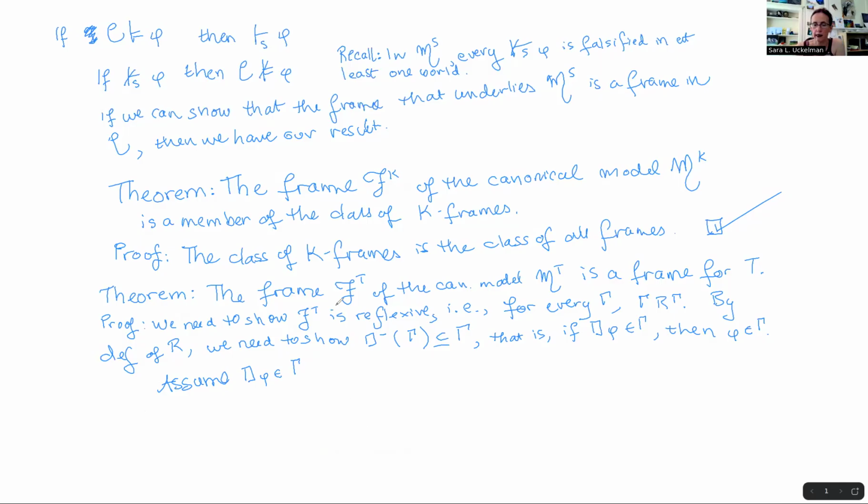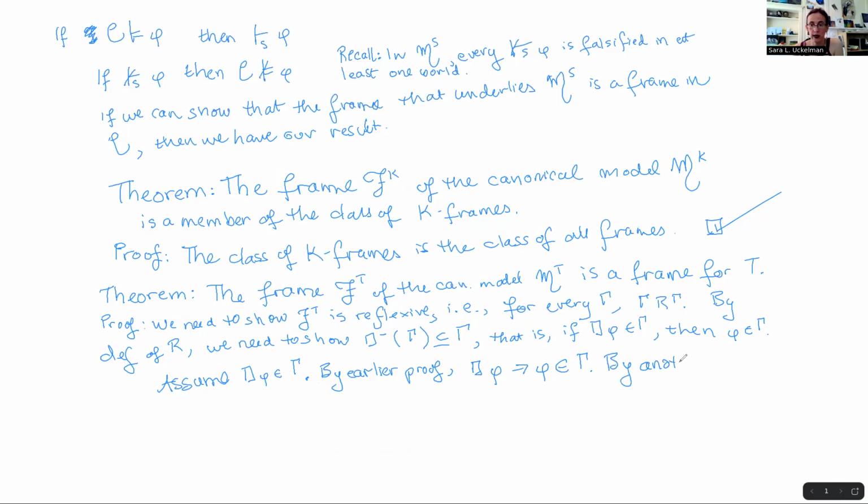maximal T-consistent set gamma. Now, by one of the results that we showed earlier, which says that any axiom for a system is a member of every consistent set for that system, I will just say by earlier proof, we know that every axiom of T is in every maximal T-consistent set. So that means that we have box phi implies phi is a member of gamma, because this is system T.